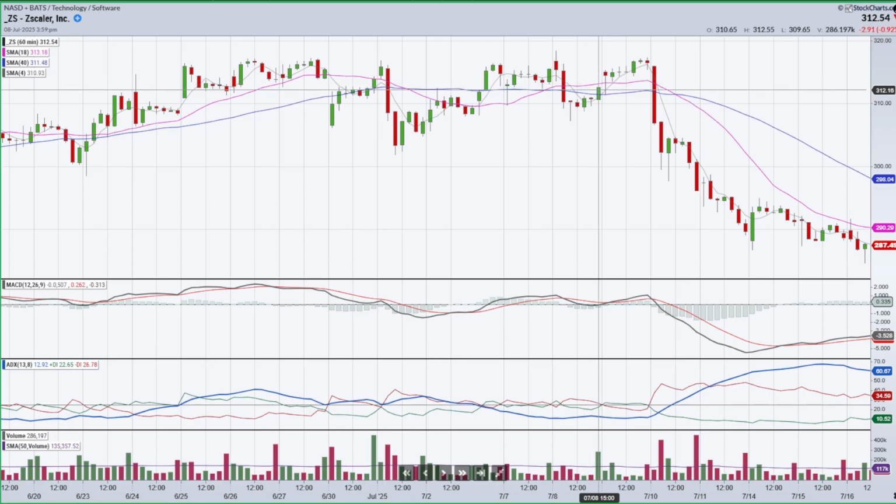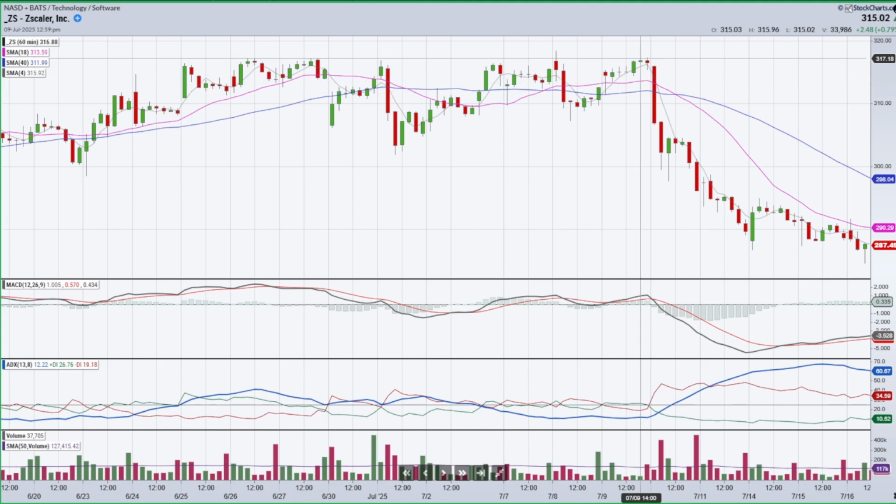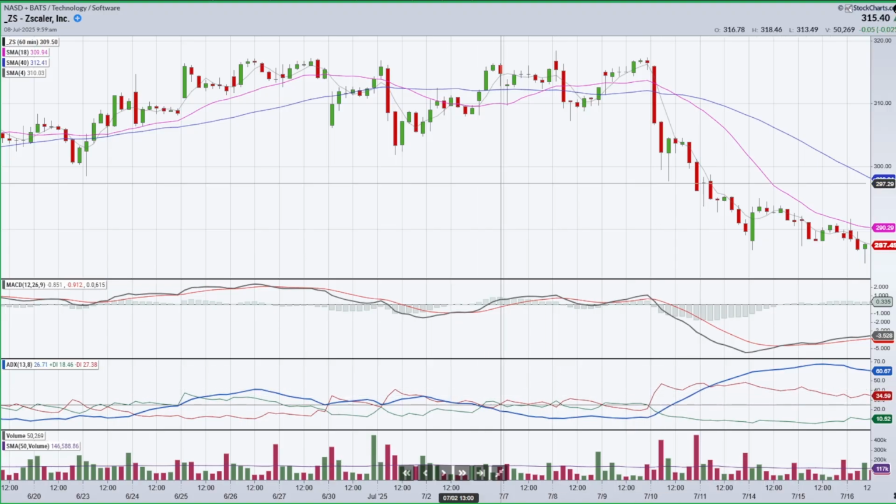The 18 is above the 40, and we've got a move to the upside, right? And now we're failing, getting back below both lines to the downside, confirmed by MACD with a big red bar and heavy volume and a red DI that's breaking out for the first time in this move.